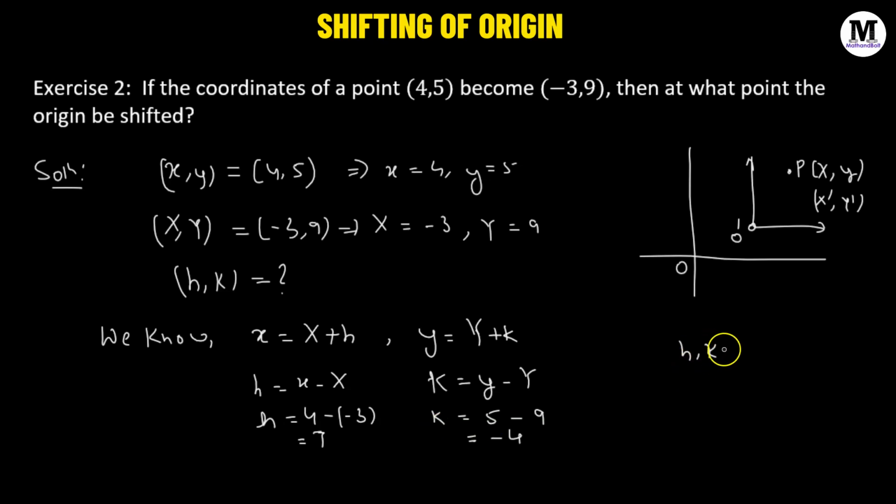So let's write it down. h and k, we have obtained the value as 7 comma negative 4. So that means the origin has shifted to this new position, which is 7 comma negative 4, from the initial position, which is 0 comma 0. So that is how it is transformed. Let's go to the next problem.